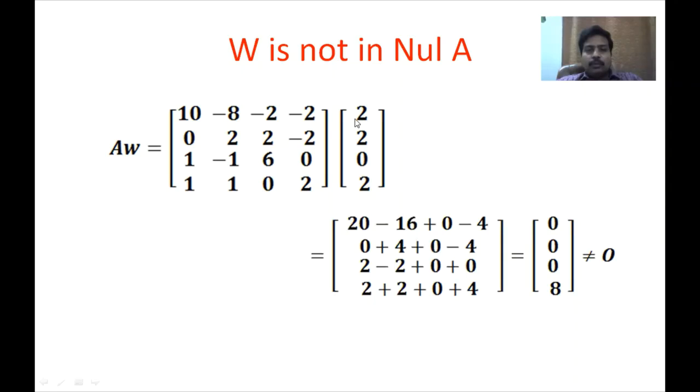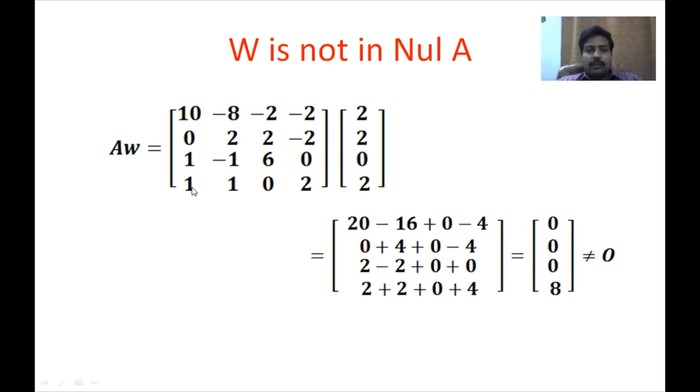Similarly, 0 into 2, 0. 2 times 2 is 4. 2 times 0 is 0. Minus 2 times 2 is minus 4. That is another thing. Similarly, the remaining multiplication also can be done. So you will get this one.